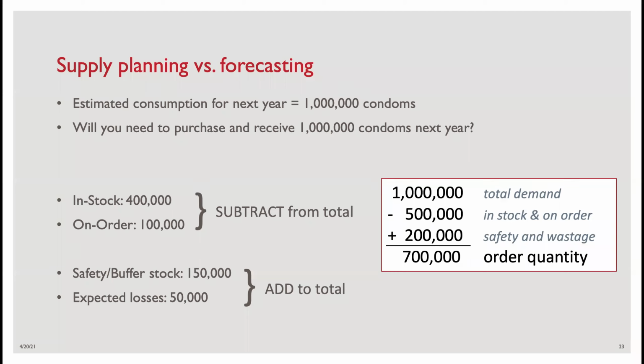If we order 700,000, and we rely on our 500,000 that are in stock and on order, then we have enough to meet our 1 million condom demand. And we have enough buffer stock for our system, and we'll be able to replace any product that does expire. So we need to take into account these other factors of what's on stock in hand, on order, and what our buffer stock and expected needs for the pipeline are, taking into account any of those possible losses as well.